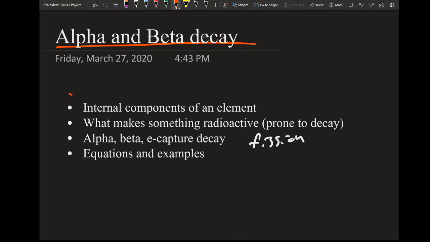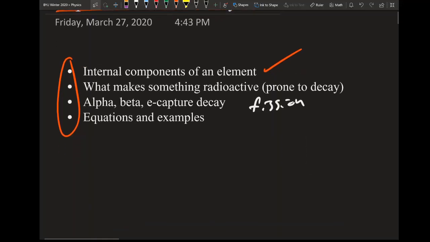So these are the four basic bullet points we're going to cover. We're going to cover this one real fast because hopefully you kind of get that. There are other videos. If you don't quite understand from this video what we're talking about, please feel free to go watch. Then we're going to cover what makes something radioactive, or why it is prone to decay, which is kind of a good question. We're going to hopefully answer that for you.